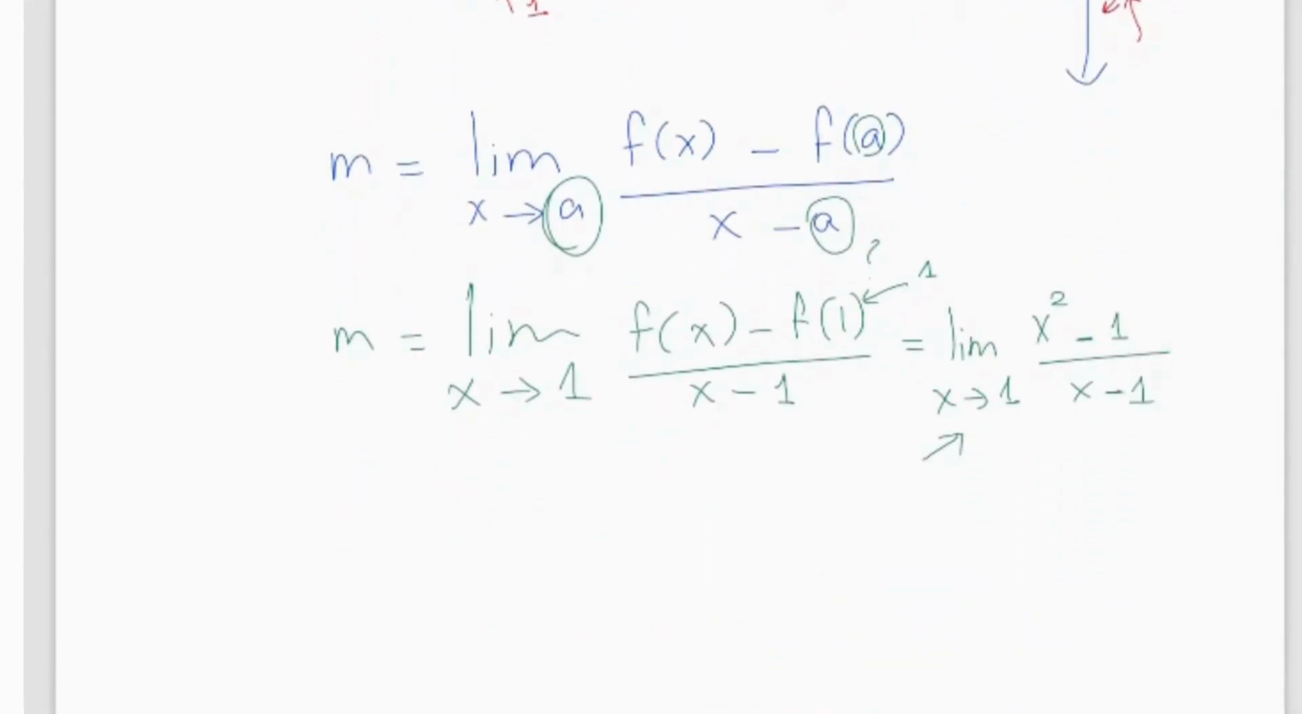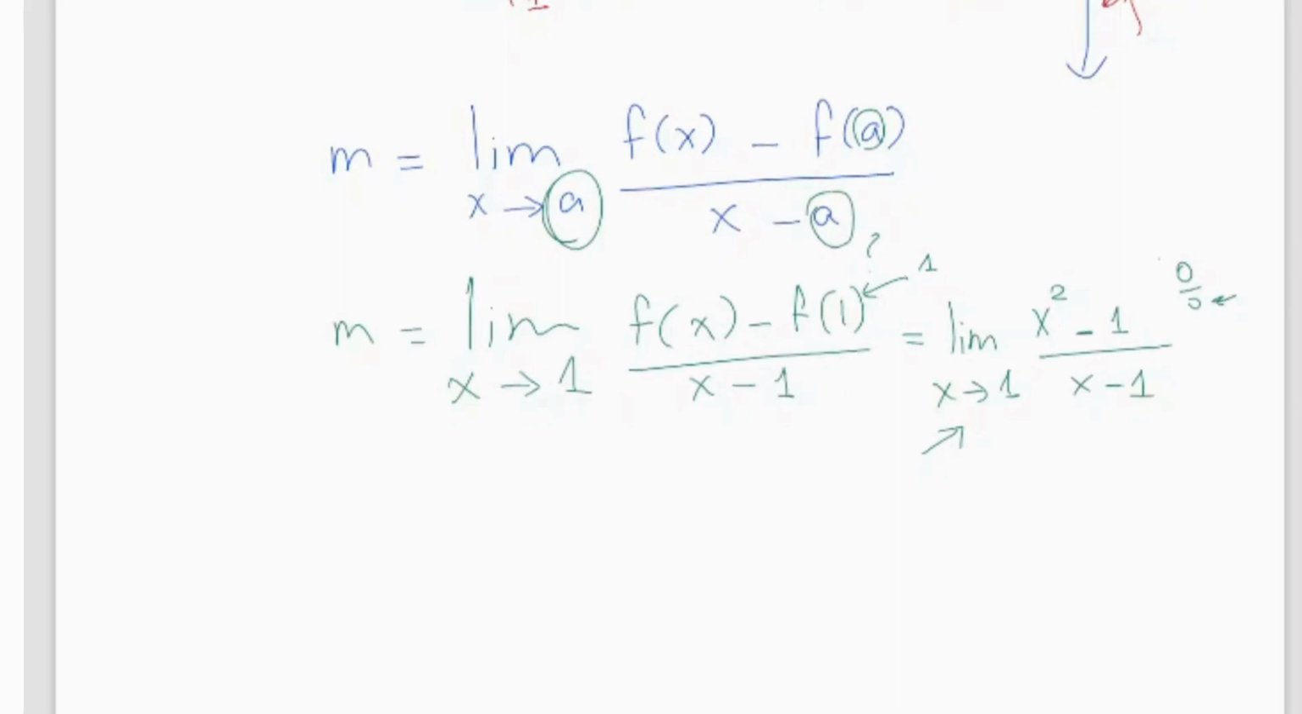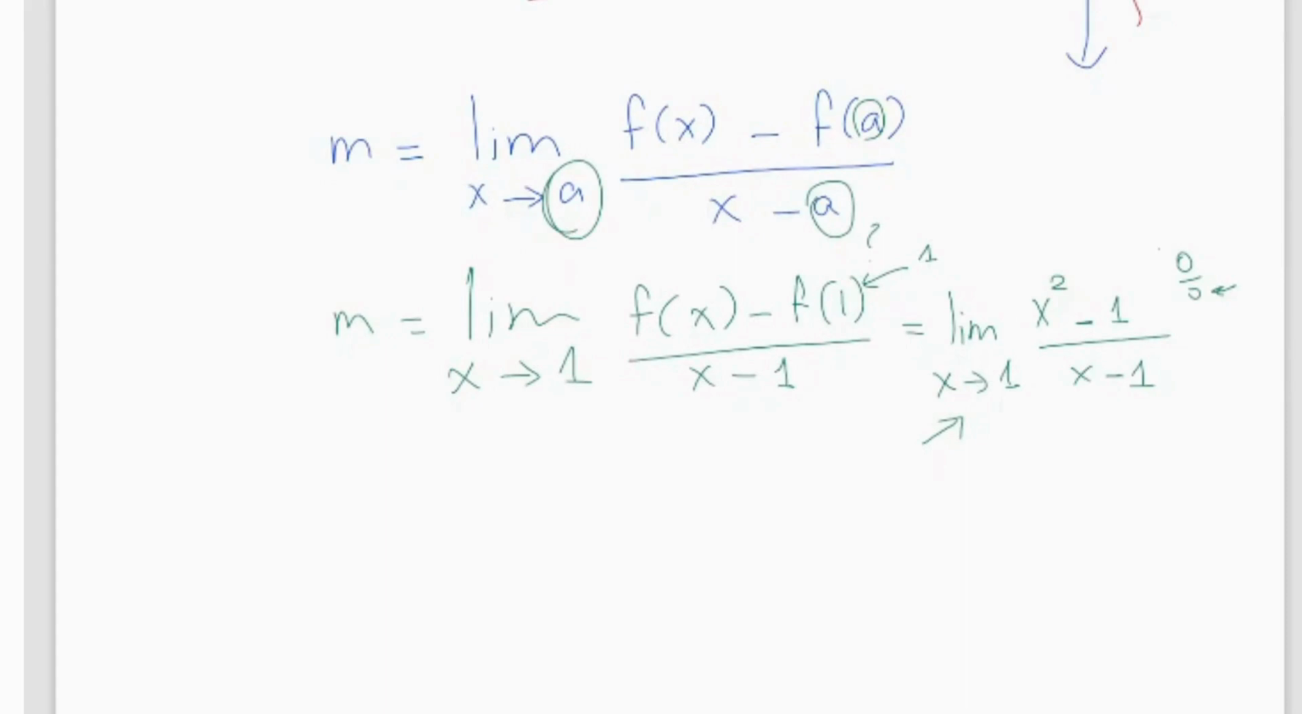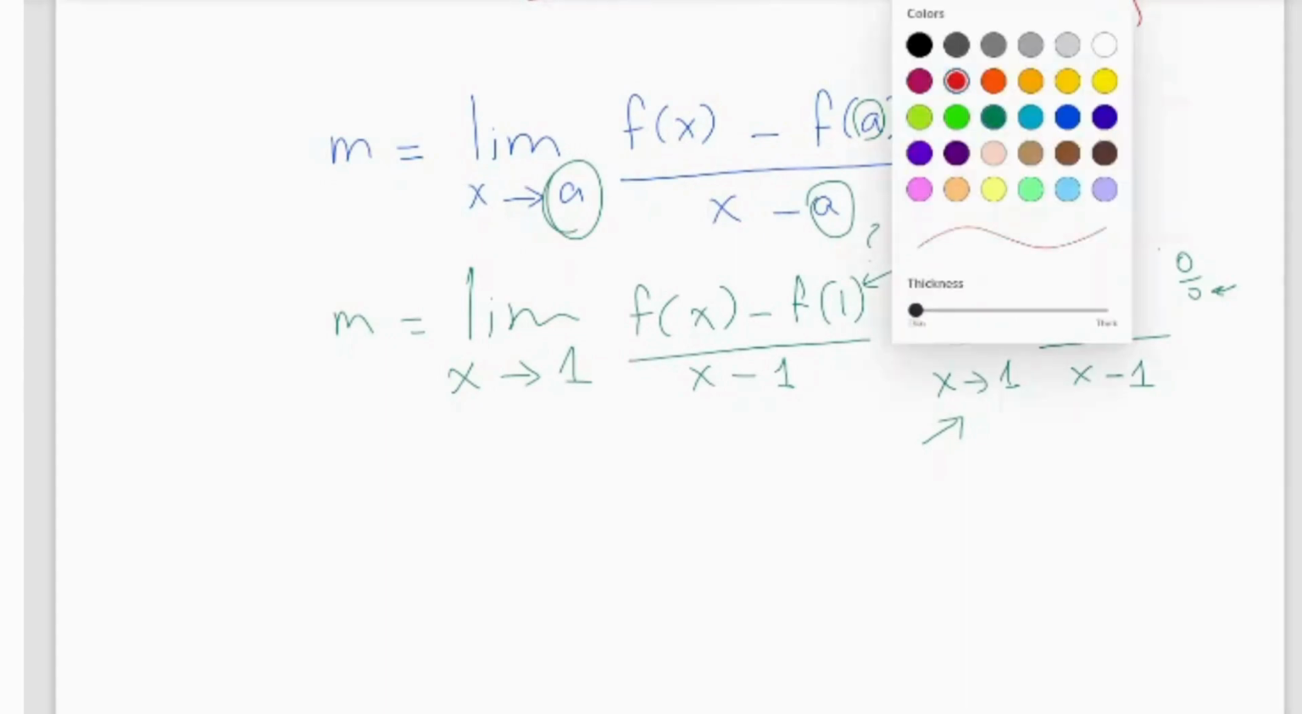Finally, I need just to find the limit of that expression. If I substitute directly, I'll get 0 over 0, which is an indeterminate form. Okay, if I find 0 over 0, or infinity over infinity, or negative infinity over infinity, I have to do something to get rid of that 0. So to get rid of that 0, I will factorize the numerator using the following formula.